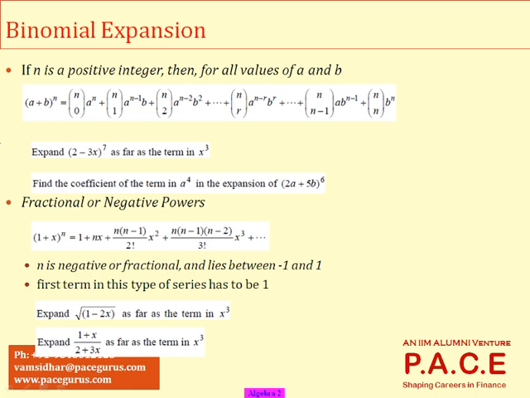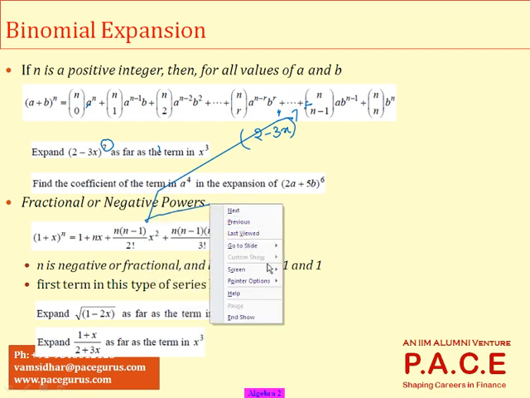So let me try doing this. This will work as long as the power is a positive integer. As long as the power is a positive integer, this mechanism will work. So 2 minus 3x to the power 7. Just look at it. 2 minus 3x to the power 7. Let me take a white sheet, a blank sheet where we can work it out.